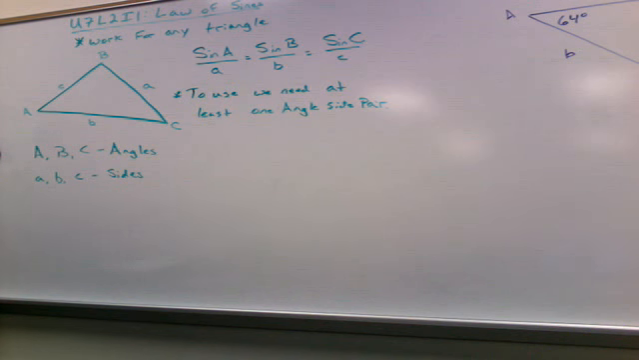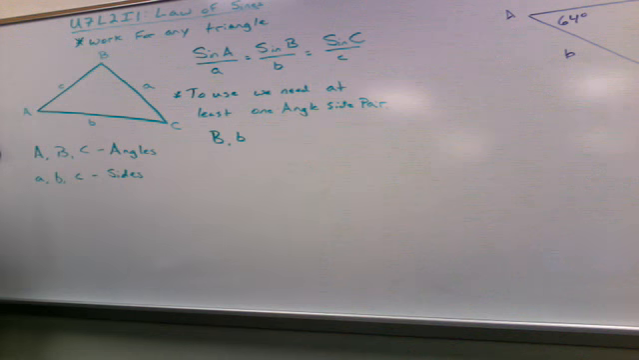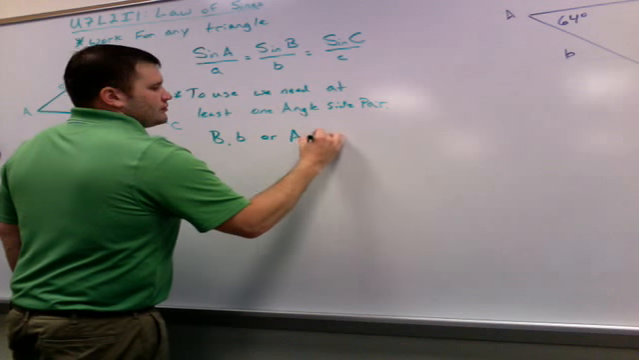Anybody know? What was it? Big B, little b. Good. Big B, little b, that's one angle side pair. Big A, little a. Okay, good.